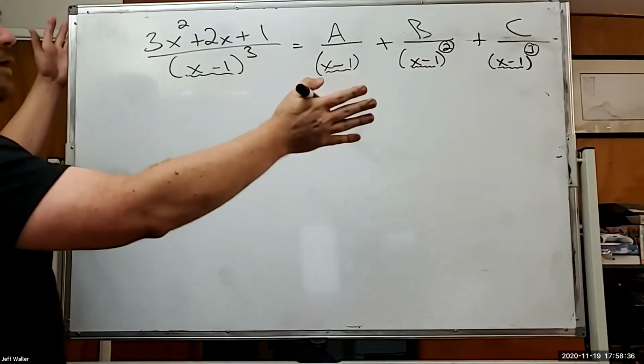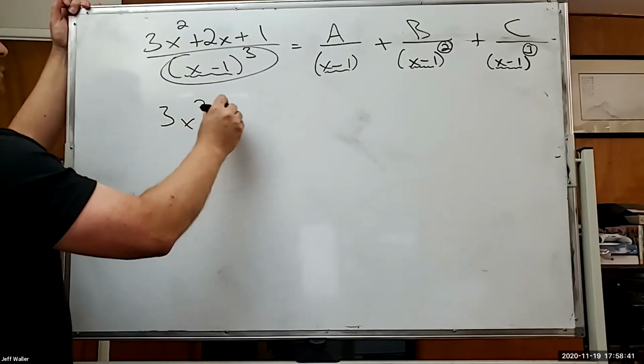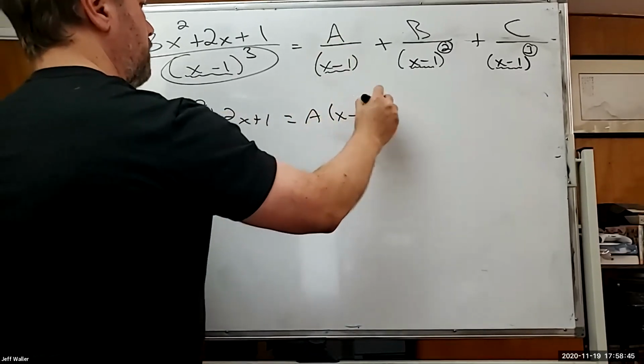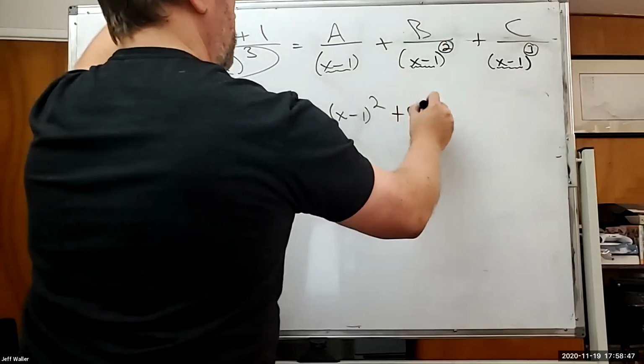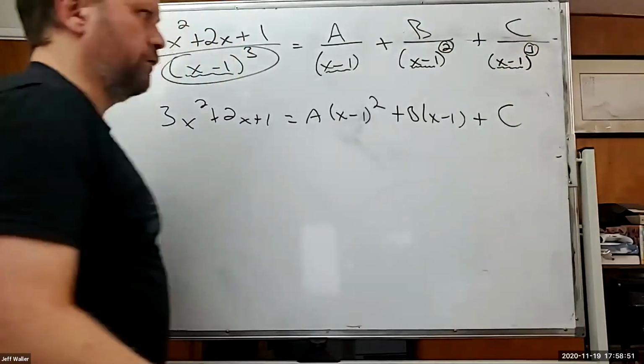And now I do the same thing I always do. I multiply by the bottom. So this guy's going to pick up a couple of these dudes. This guy's going to pick up one of these. And this guy is just going to lose all the ones he had. Poor little dude.